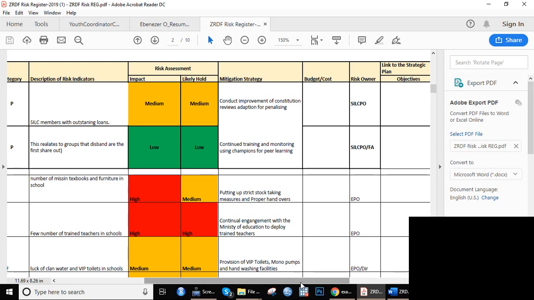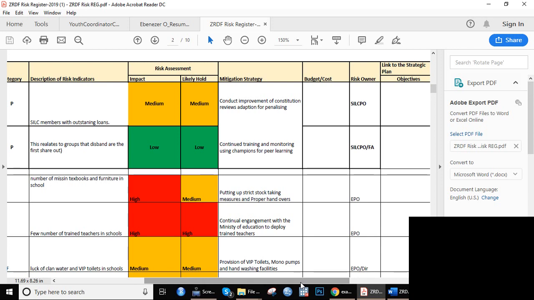But if you probably say the likelihood of this risk occurring is medium, and the impact it might have is medium, then you still need to respond to it, but not as quickly as you would respond to the high risks.